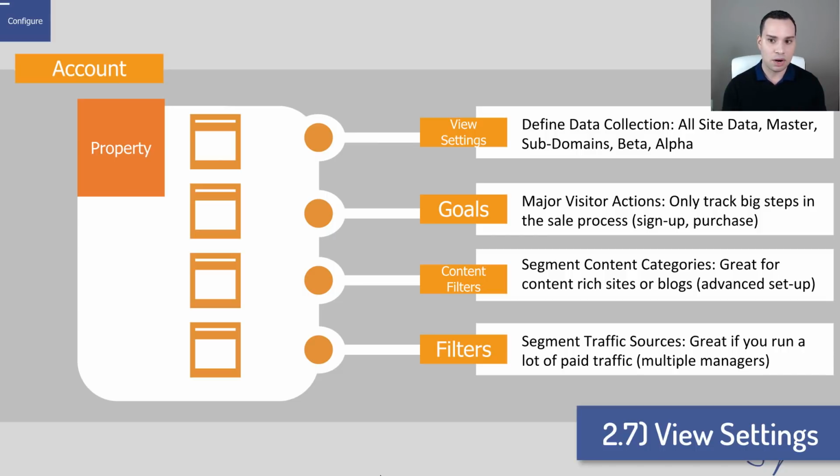So view settings are where you define collections of incoming data. So at the base level, you're going to have all site data, and you're going to have master, and then you're going to create a view for subdomains, and then you're going to have alpha and beta views. I know that it seems like a lot, but I promise you it's going to make a whole lot of sense in a second here when we dive in.